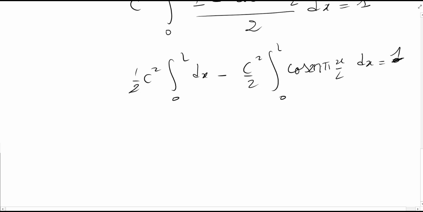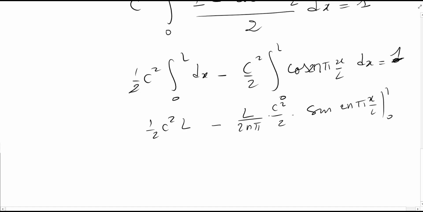So now all I have to do is multiply by L and divide by 2n pi, but then I'm going to end up with a sine. So first of all, it's going to be 1/2 of c squared times L, minus, again, L over 2n pi times c squared over 2 times a sine of 2n pi x over L, evaluated between 0 and L. It's going to stay negative. Sorry about that.